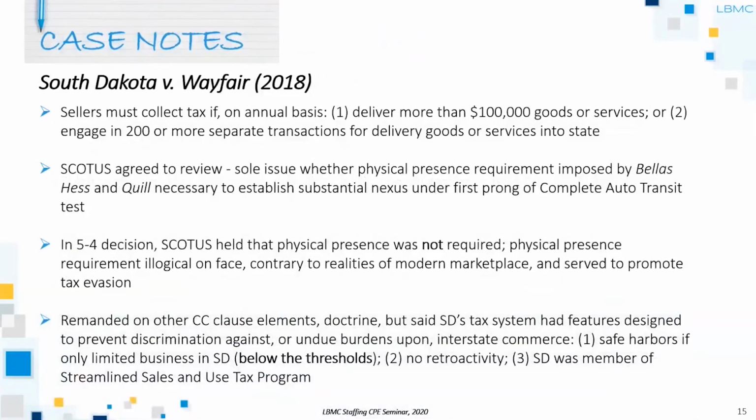And so then we get to the South Dakota versus Wayfair case. And South Dakota had their threshold. It was $100,000 of sales or 200 or more separate transactions. If you hit either one of those, you were required to register and collect tax. The Supreme Court took it. They reviewed it. No surprise, Hancock turns out to be wrong. The Supreme Court does overturn Quill.